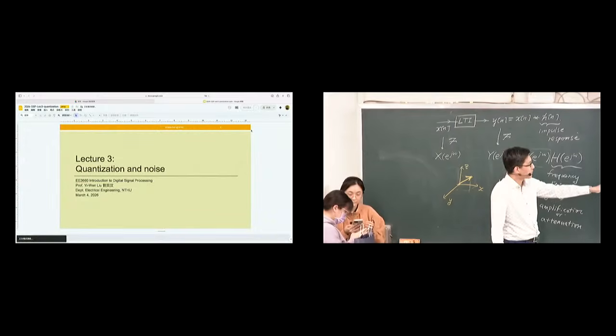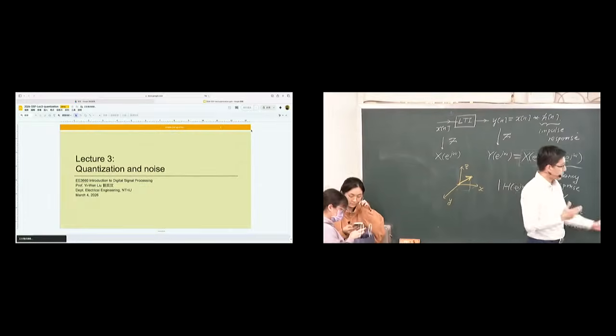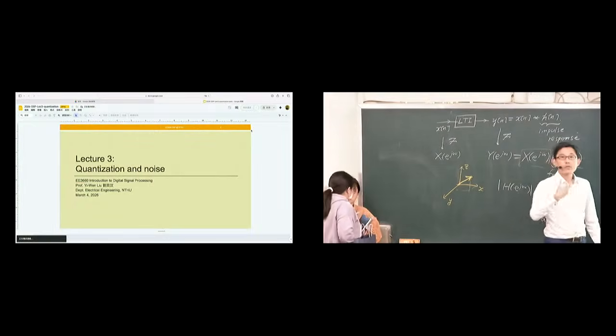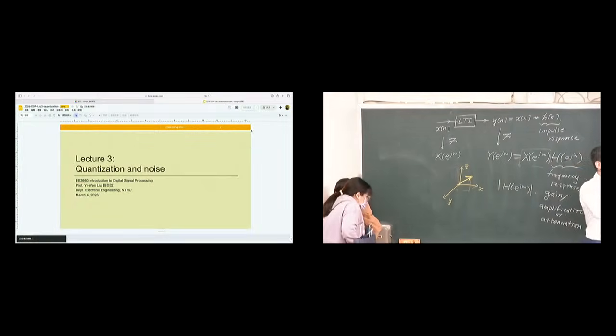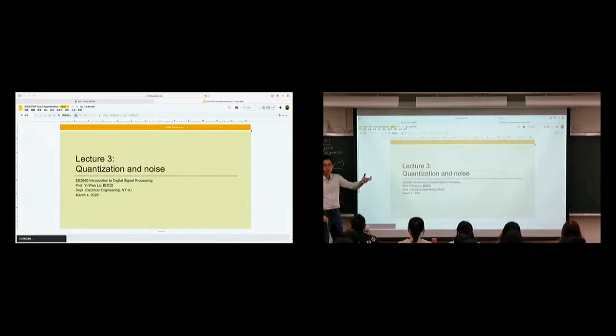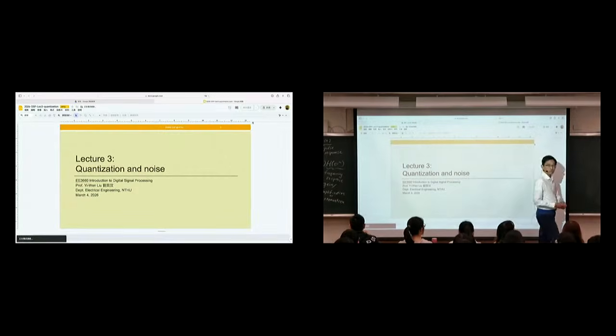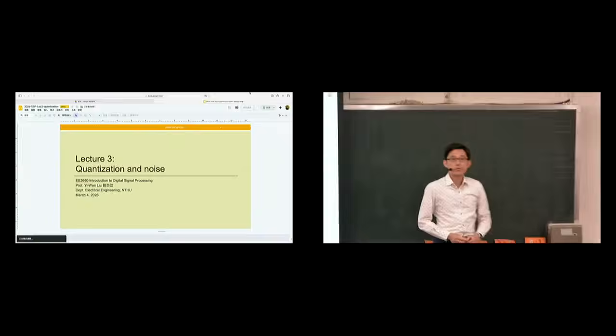Third lecture: lecture 3, quantization and noise. Strictly speaking, of course, we're going to discuss quantization: how to represent a number, because discrete-time signals are numbers, x of n. What is x? It's a real number, right? But in general, any real number requires an infinitely long fractional part to represent.